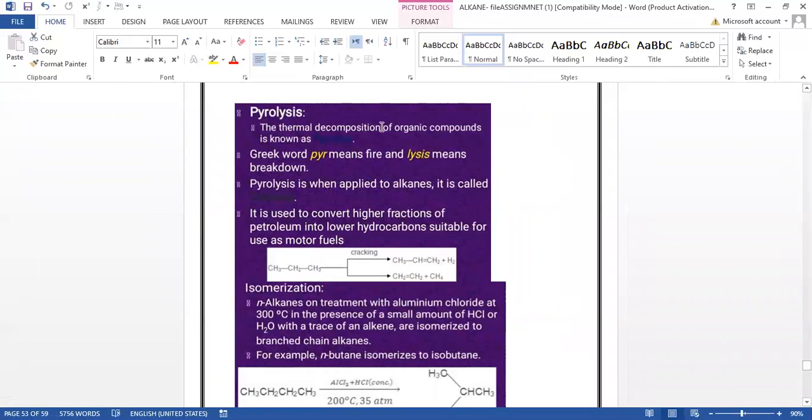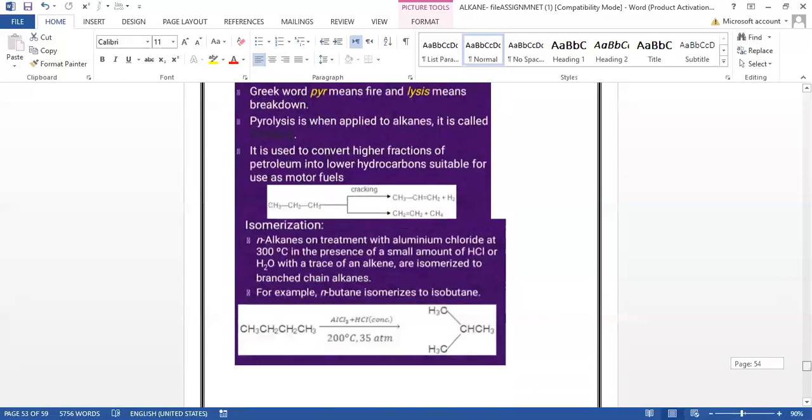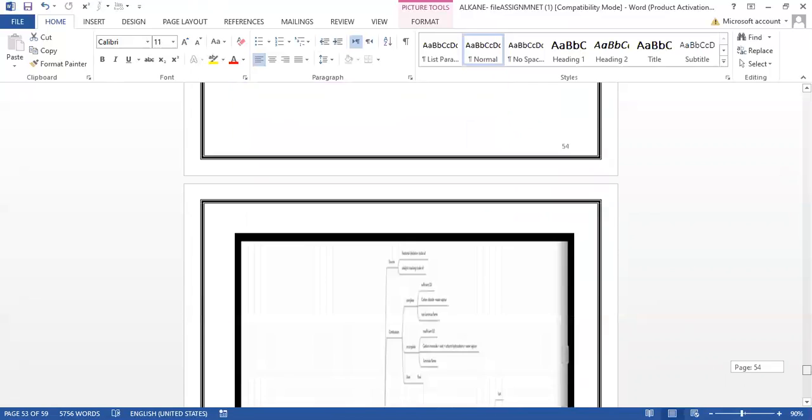Pyrolysis is basically the thermal decomposition of an organic compound. In the Greek word, pyro means fire and lysis means breakdown. Pyrolysis applied to alkanes is called pyrolysis or cracking, in which alkanes are cracked into lower alkanes, lower hydrocarbons. Isomerization is a process in which we form different isomers of the alkanes.